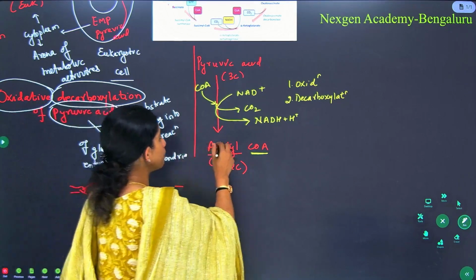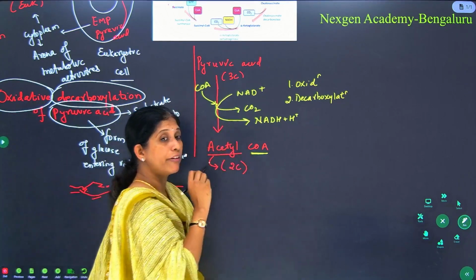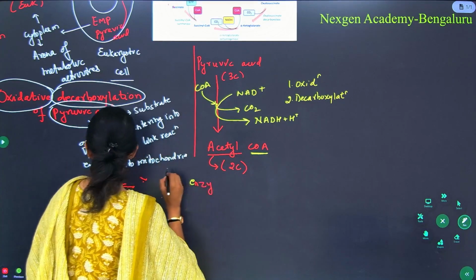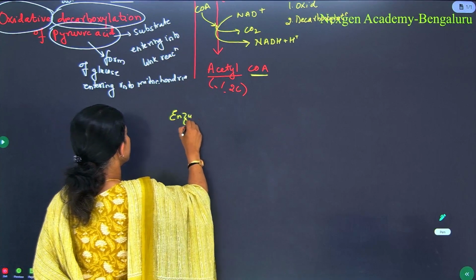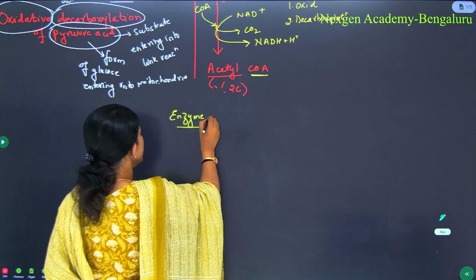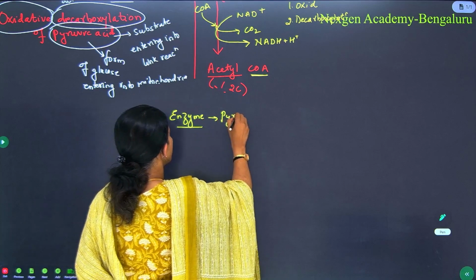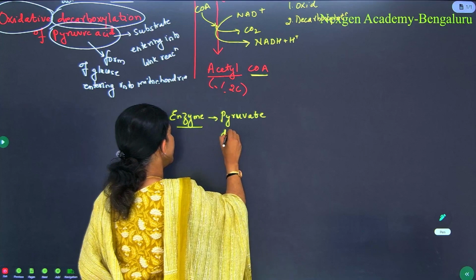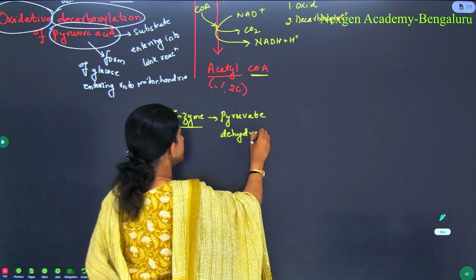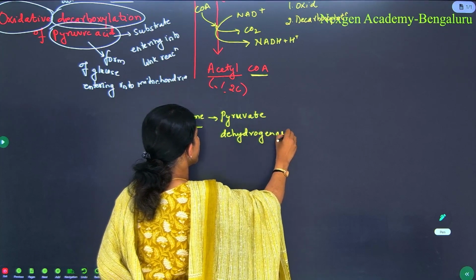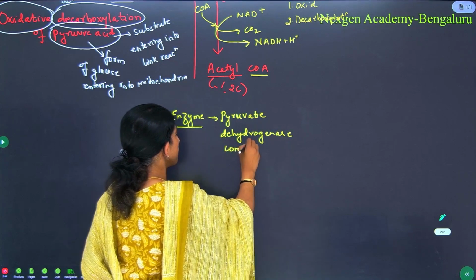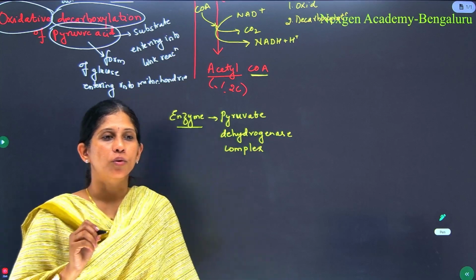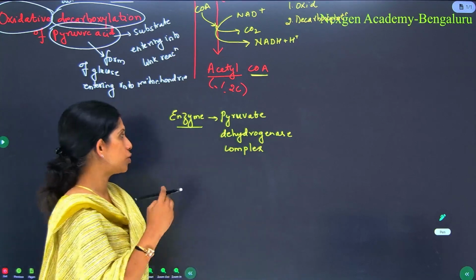So this entire process is catalyzed by a very, very important enzyme, right? So the enzyme that is participating in the process here is known as pyruvate dehydrogenase complex, right? So what is the enzyme that is participating here? It is known as pyruvate dehydrogenase complex.